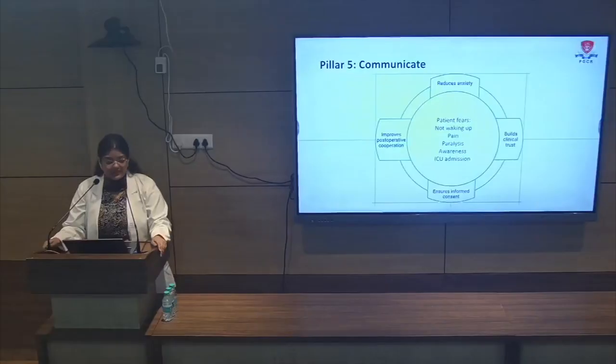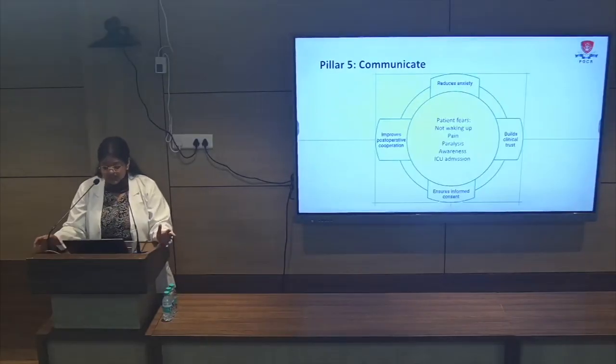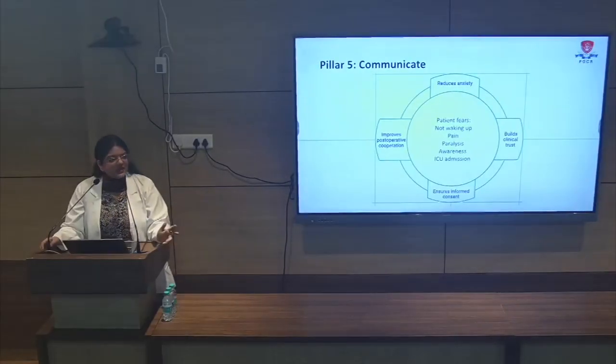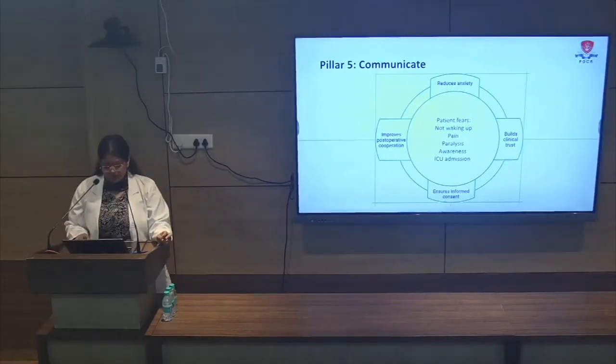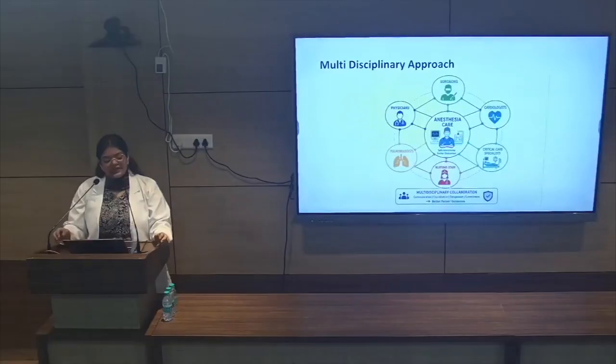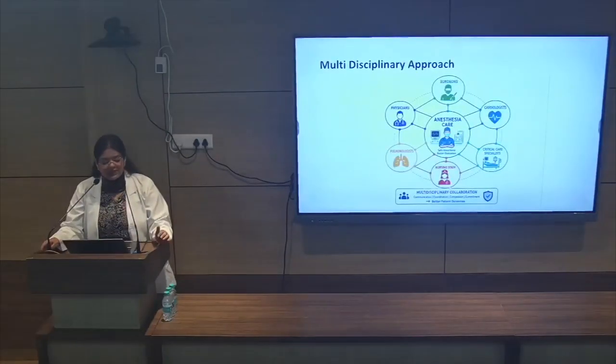The fifth pillar is to communicate. The patient often fears not waking up, pain, paralysis, awareness, post-operative nausea, and ICU admission. So, the process of counseling helps us reduce anxiety, build clinical trust, ensure informed consent, and improve post-operative cooperation. It is a multidisciplinary approach between the surgeon, the anesthesiologist, physicians, cardiologists, pulmonologists, critical care experts, and the nursing staff.